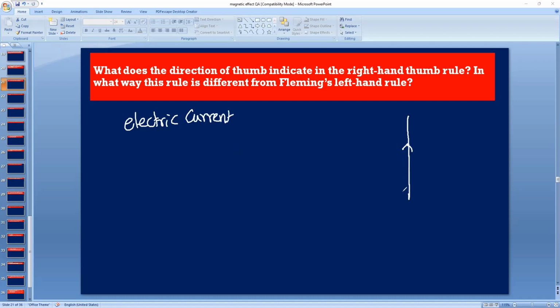And how is this Maxwell right-hand thumb rule different from Fleming's left-hand rule? In Fleming's left-hand rule, the same thumb finger will indicate the force direction. In Maxwell's right-hand thumb rule, the thumb finger will indicate the electric current direction. So this answer we have to give. Next question.